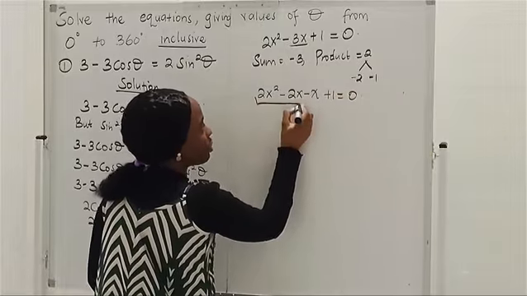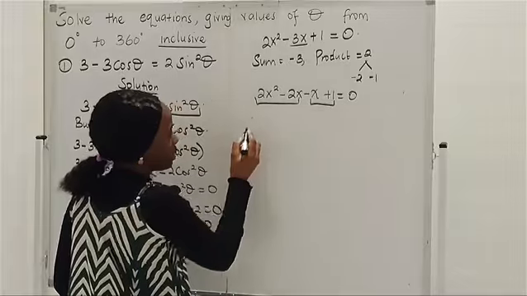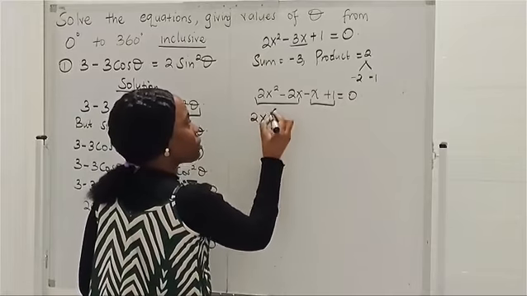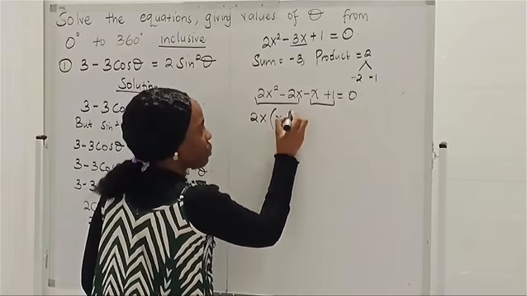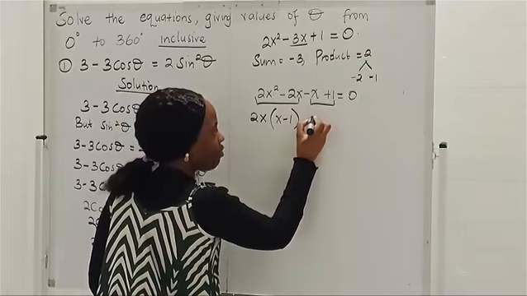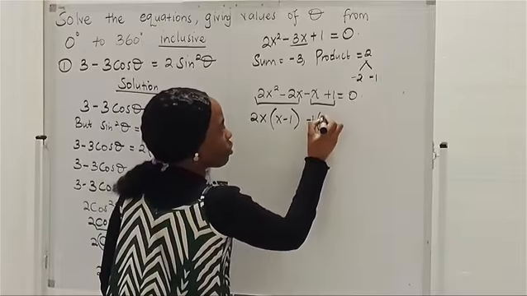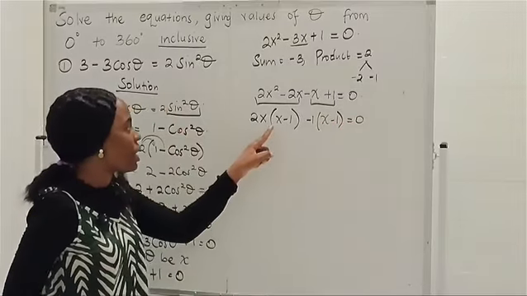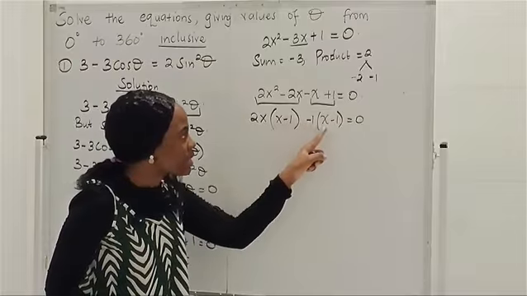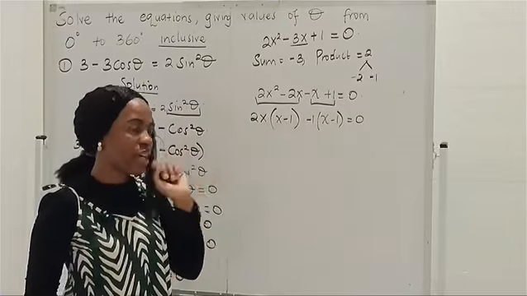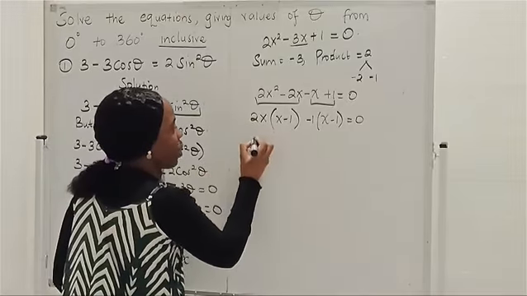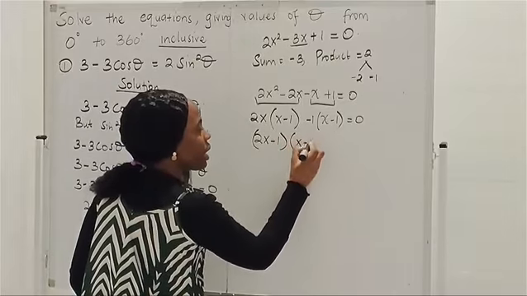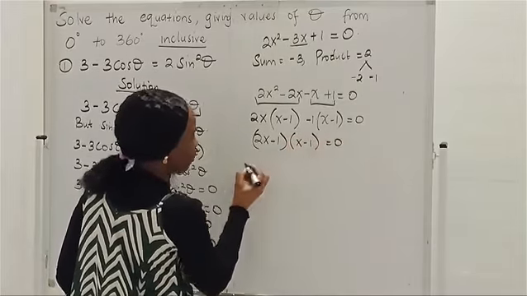Now you have 4 terms. Let us group them. What is common in the first group? It is 2x. So when I take it out, I'll remain with x minus 1, okay? In the second group, you have minus 1. When you take it out, you remain with x minus 1, and this is equal to 0. The moment you realize that these brackets are identical, you know that you are on the right track. So I have 2x minus 1 into x minus 1 is equal to 0.